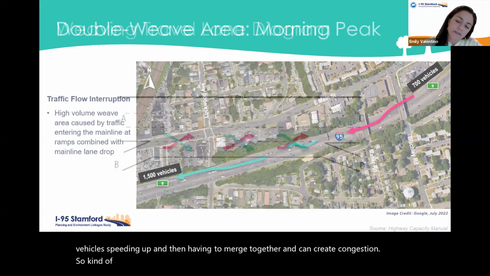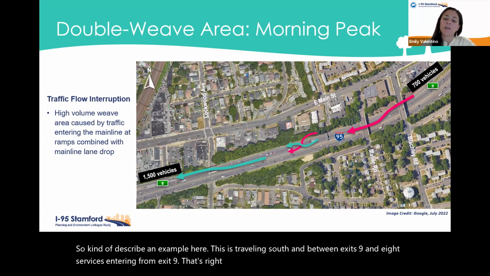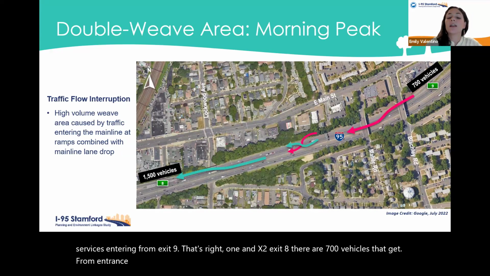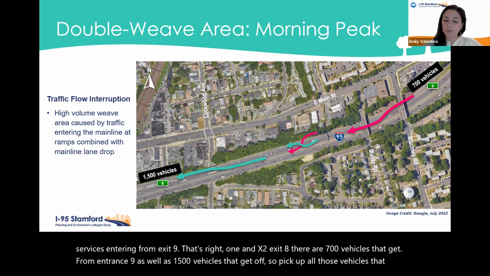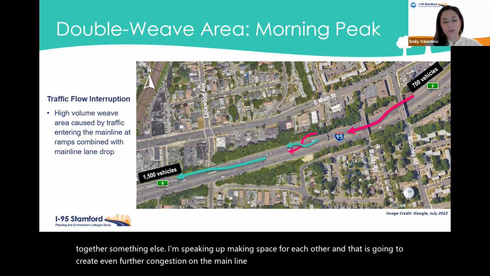This is traveling southbound between exits 9 and 8. So this is entering from exit 9, that's Route 1, and exiting off to exit 8. There are 700 vehicles that get on from entrance 9, as well as 1,500 vehicles that get off. So think about all those vehicles that have to merge together, some slowing down, some speeding up, making space for each other, and that is going to create even further congestion on the main line as the vehicles behind them wait as the vehicles in front slow down and merge together.